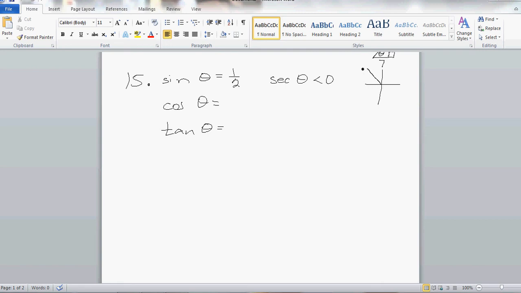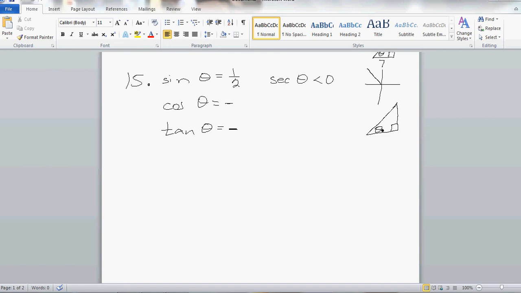So now we have to ask ourselves, in quadrant 2, what sign does cosine have? It's negative. In quadrant 2, what sign does tangent have? It's also negative. So we've taken care of the signs. We don't have to worry about those anymore. Now what we will do is draw our right triangle yet again. Notice there's two basic separate parts. We determine which quadrant it lies in, and then we draw our triangle.